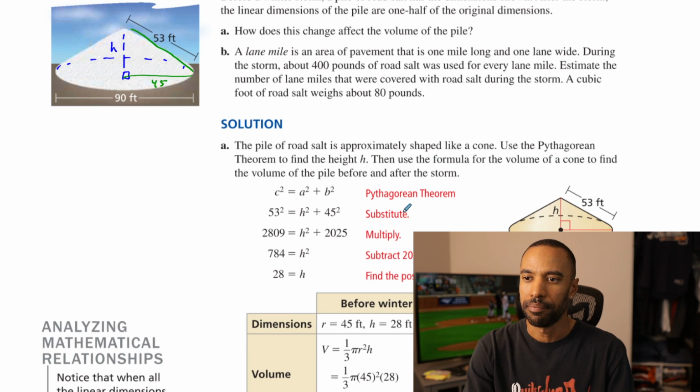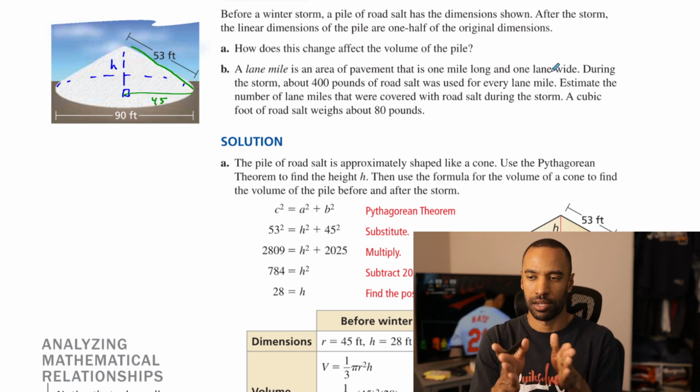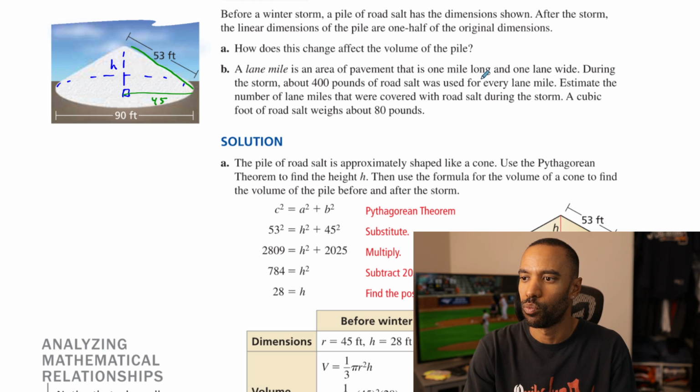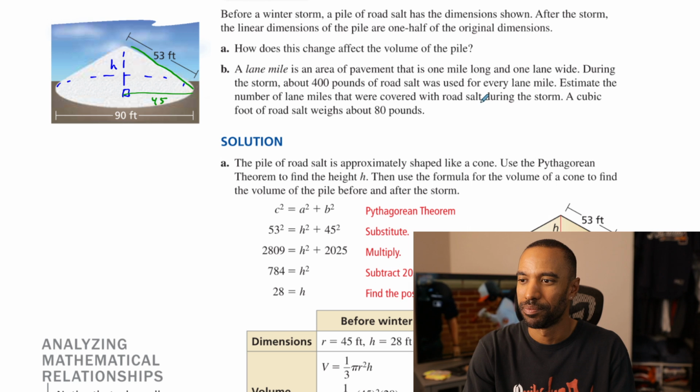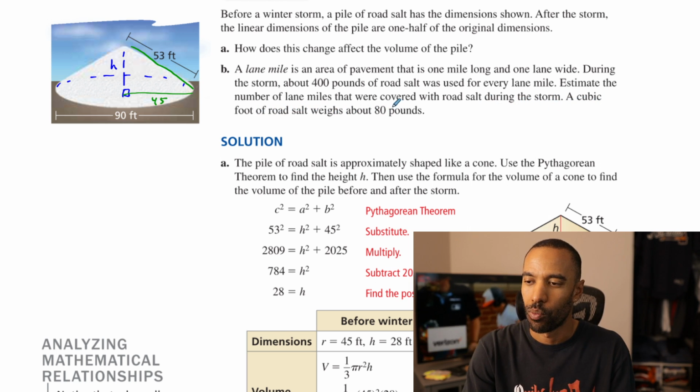So let's look at part B. A lane mile is an area of pavement that is 1 mile long and 1 lane wide. Okay? During the storm, about 400 pounds of road salt was used for every lane mile. I didn't know that. Anyway, estimate the number of lane miles that were covered with road salt during the storm. A cubic foot of salt weighs about 80 pounds.